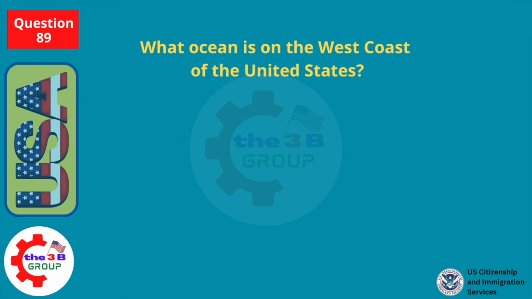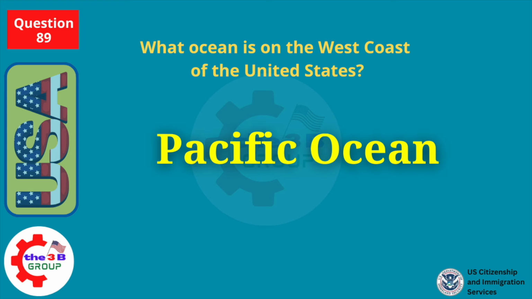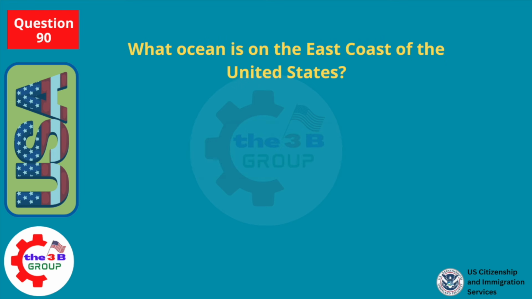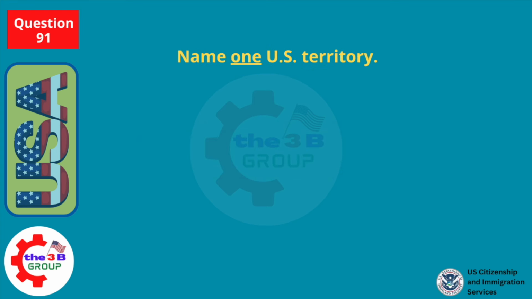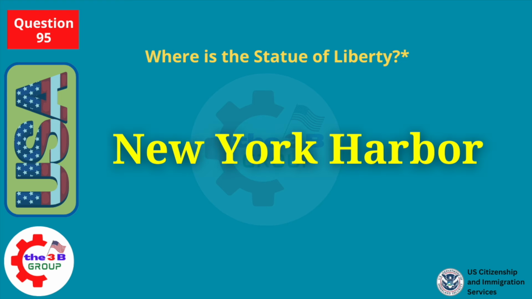What ocean is on the west coast of the U.S.? Pacific Ocean. What ocean is on the east coast of the United States? Atlantic Ocean. Name one U.S. territory. Guam. Where is the Statue of Liberty? New York Harbor.